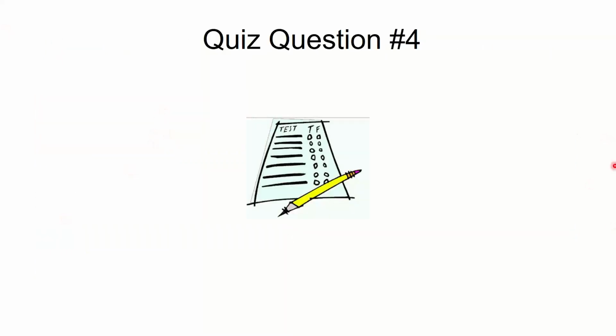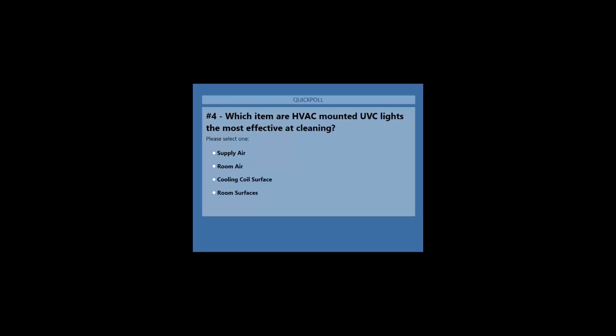All right, quiz question number 4. Once again, if you're playing along for PDHs, you need to answer these correctly. Which item are HVAC mounted UVC lights the most effective at cleaning? Your choices are supply air, room air, cooling coil surface, room surfaces. Which one are they most effective on? I'm just going to tell you right now, they will kill things on all of them to a degree. Well, they'll kill things on two of them to a degree if it's HVAC mounted. But on one of them, it'll kill way better than the others.